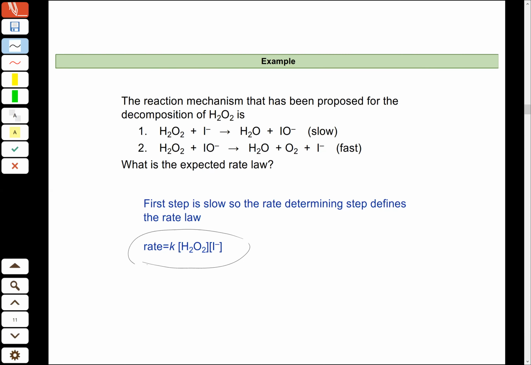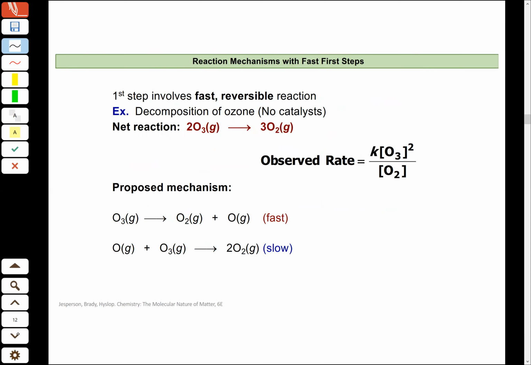So now let's look at something a little bit more complicated, when our first step is actually fast and our slow step is second. So in the reaction where we see ozone decompose without a catalyst, we see that 2 O3 molecules, which are ozone molecules, will decompose into 3 oxygen molecules, or O2. So here's our proposed mechanism. We can confirm that this adds up.